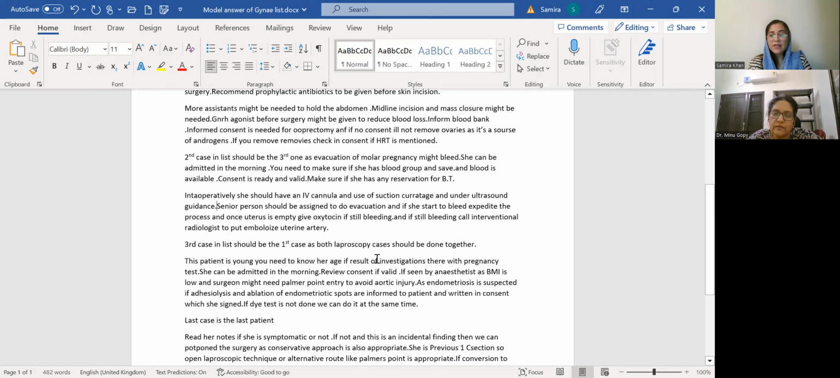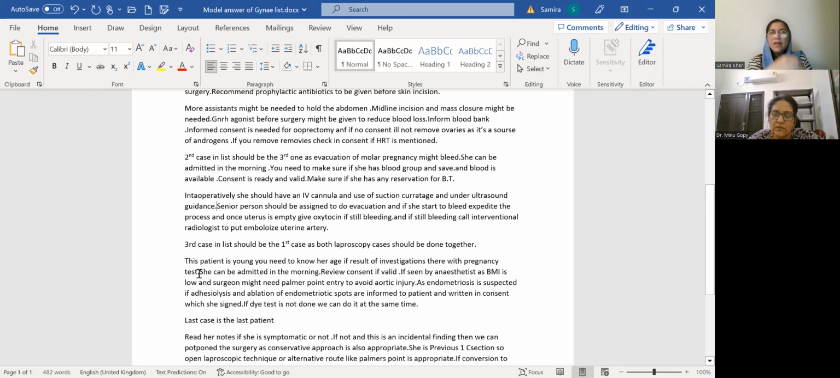Third case in the list is the laparoscopy. The first one, I think I bring it here. If she's young, there is no age written for her. You can check from her file, from her case notes, and you want to see if the results of investigations are there.